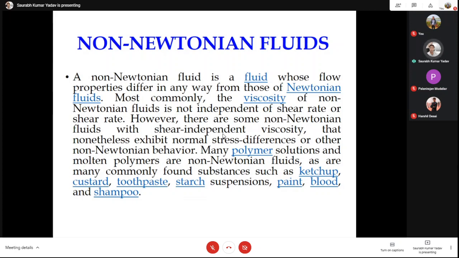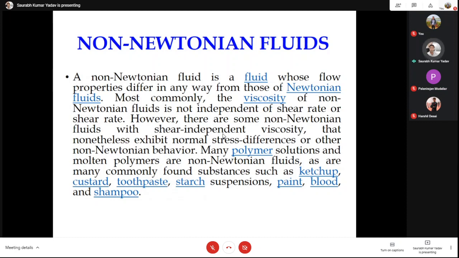Similarly, the non-Newtonian nature of lubricant is used in machines. Various kinds of lubricant are in a solid state, but when pressure is applied, they become liquid and start to flow. A non-Newtonian fluid is one whose flow does not follow Newton's law of viscosity, so its properties differ from Newtonian fluids. Most commonly, the viscosity of non-Newtonian fluids is not dependent on shear rate or shear strain rate. However, there are some non-Newtonian fluids with shear-dependent viscosity that nonetheless exhibit normal stress difference or other non-Newtonian behavior.